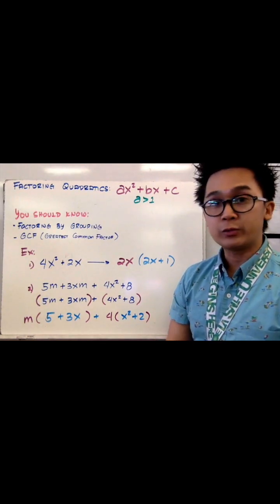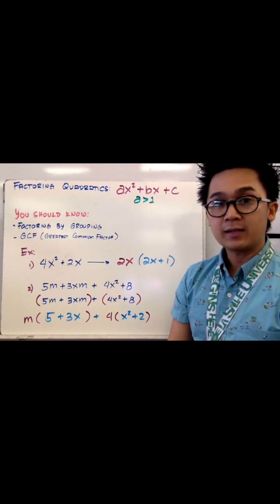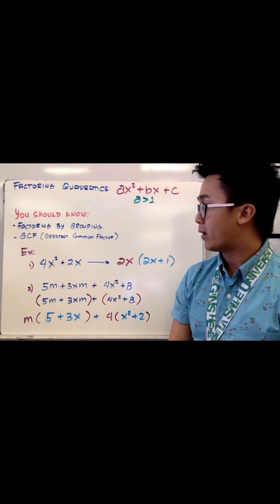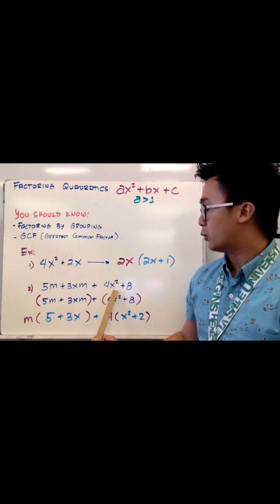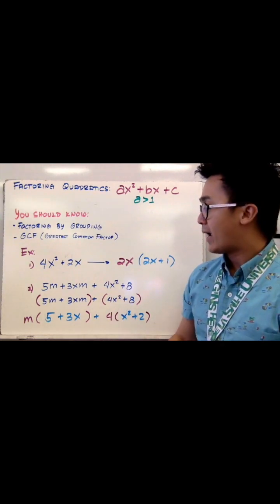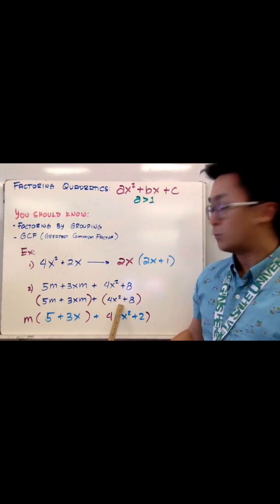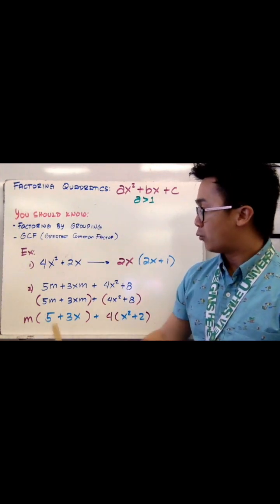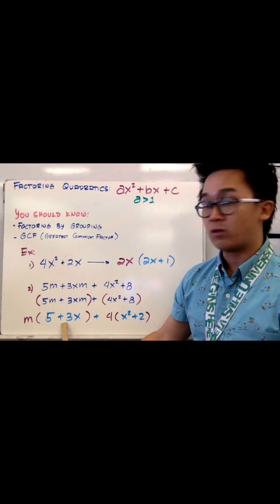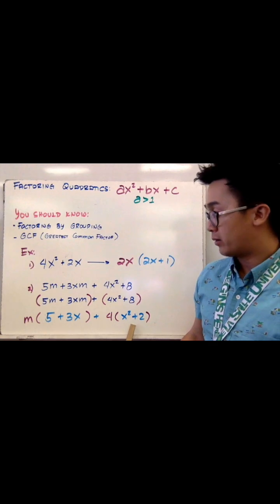Now for example number 2, I have 5m plus 3xm plus 4x squared plus 8. This is an example of factoring by grouping, wherein we can group 5m plus 3xm and we can also group 4x squared plus 8. In this way, we can see that there's a common factor for 5m and 3xm, which is m. And for the second group, our greatest common factor would be 4. By factoring it out, we are left with 5 plus 3x in our first parentheses, and x squared plus 2 in our second parentheses.